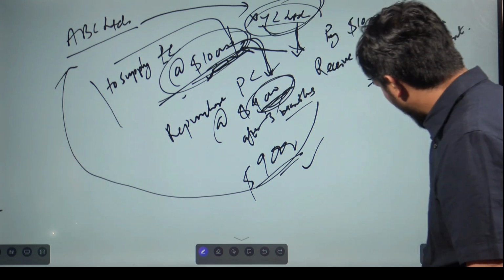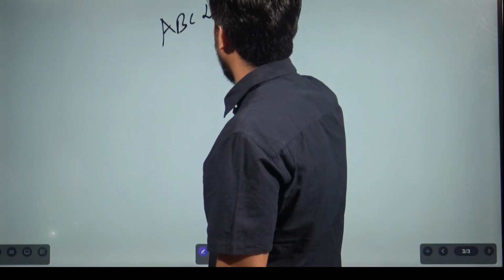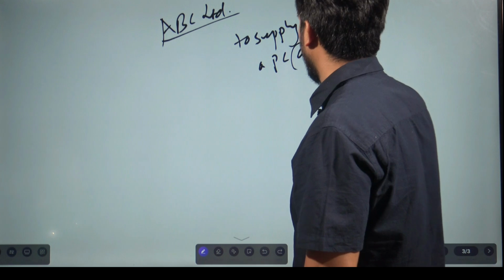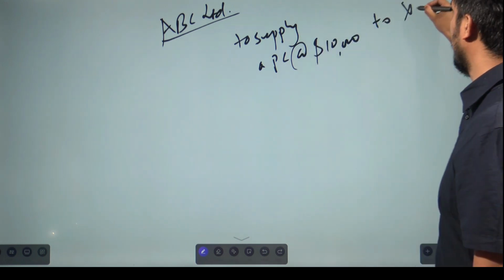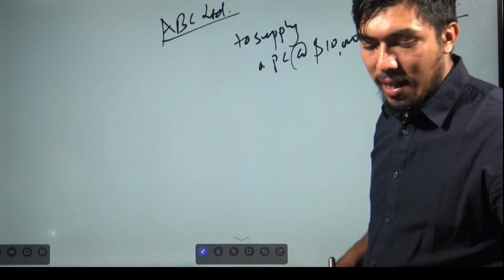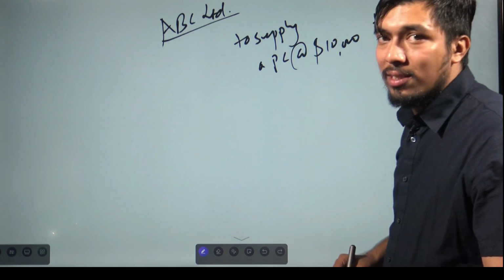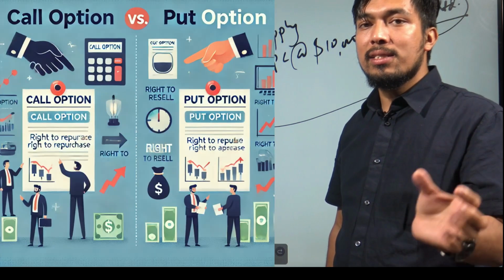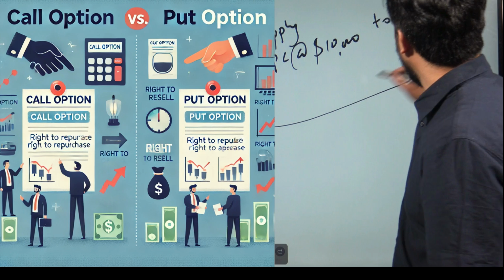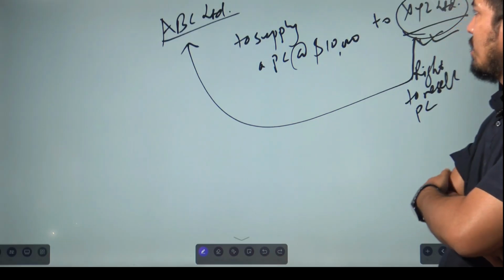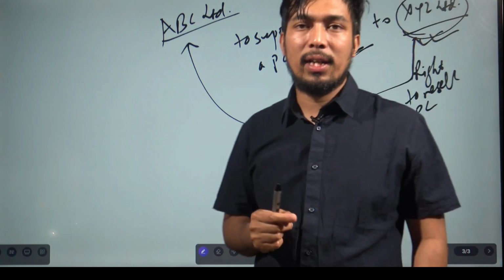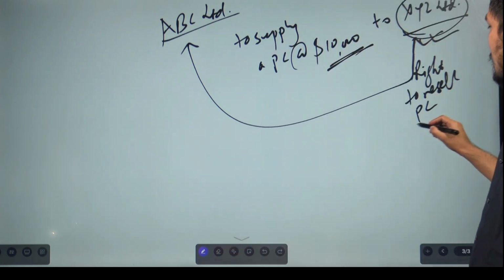Now let's imagine that the right lies with XYZ Limited, the buyer. Let's take the scenario that ABC Limited is making an agreement to supply, what is the obligation? To supply a PC at $10,000 to XYZ Limited. And there is a condition within the agreement that XYZ Limited can exercise the option to resell to ABC Limited. What is the difference between a call option and a put option? In a call option, the right lies with the seller, and in a put option, the right lies with the buyer. Then ABC Limited is making a contract to supply a PC worth $10,000 to XYZ Limited, and there is a condition that XYZ Limited has the right to resell the PC to ABC Limited.